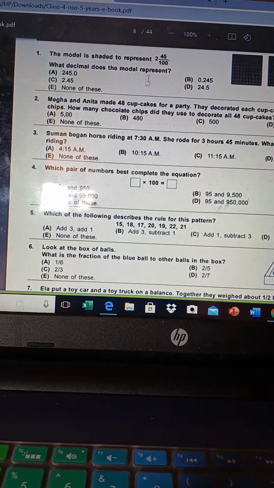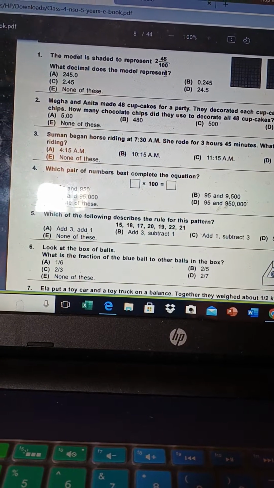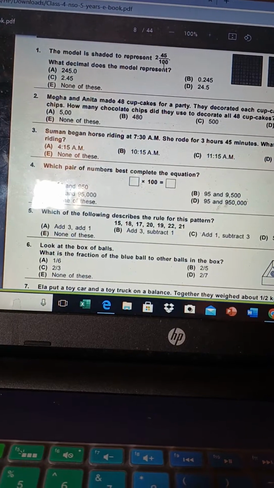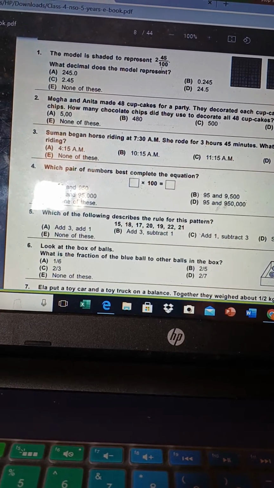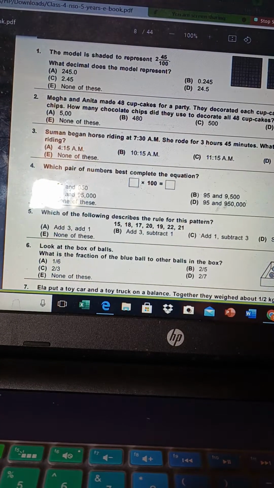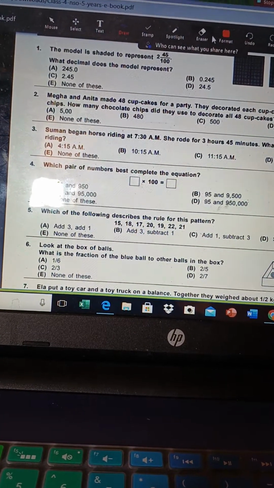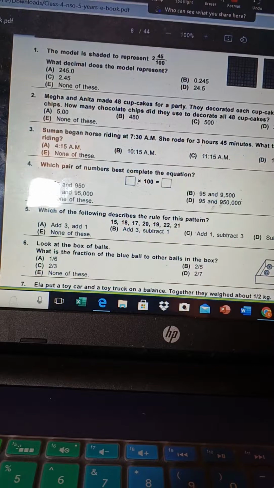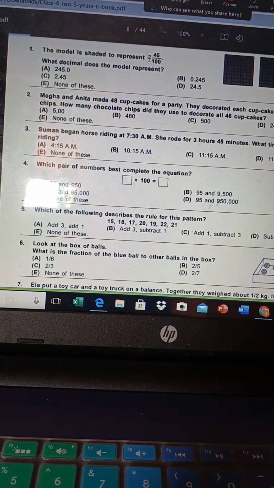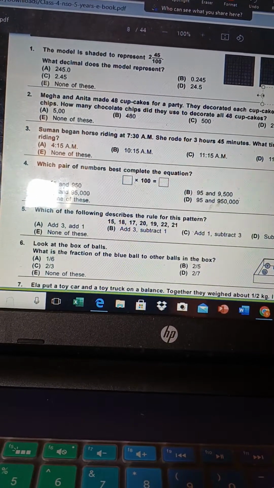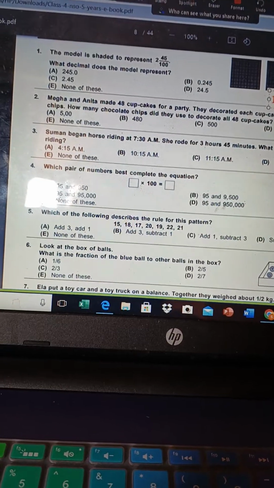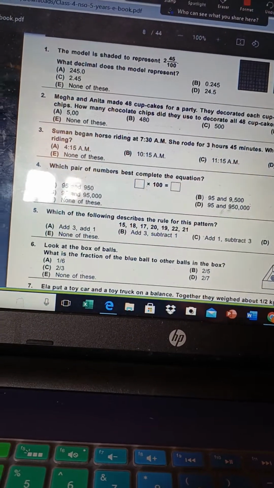So what we have to do is just count how many zeros there are, and then put the point just before that number of digits. Like for example, let me show you here. There are two zeros in 100.